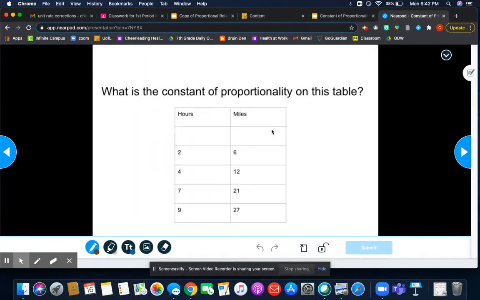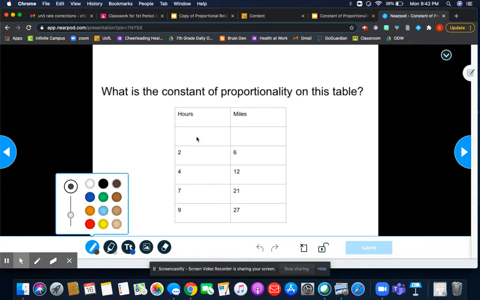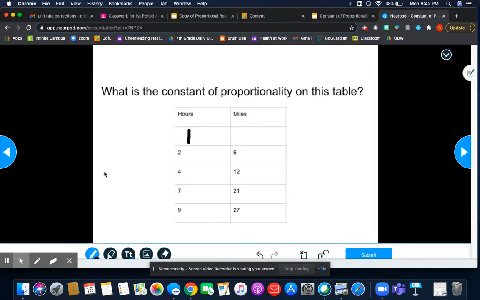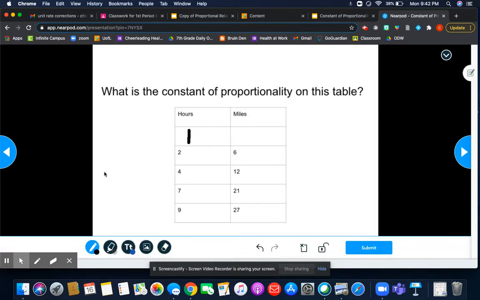Alright, so today we're going to talk about this concept called constant of proportionality. Constant of proportionality is just asking for the unit rate. So I know over here I'm going to look for what is happening per 1 hour.